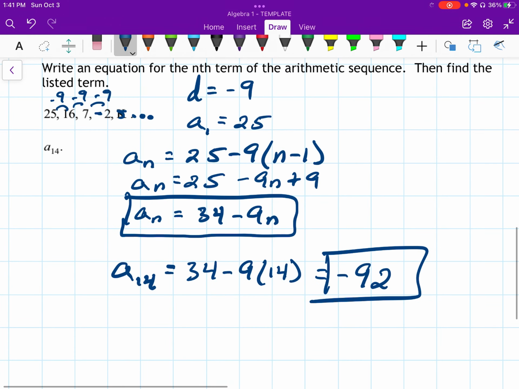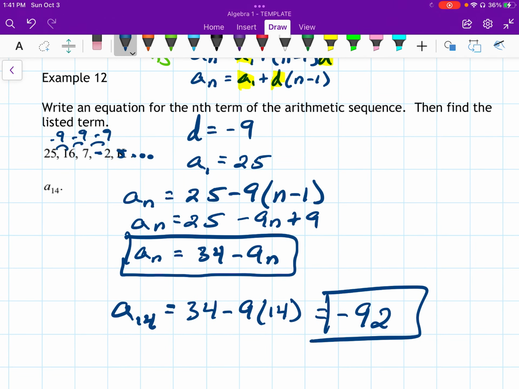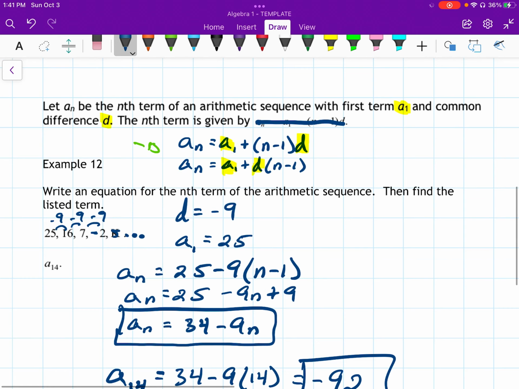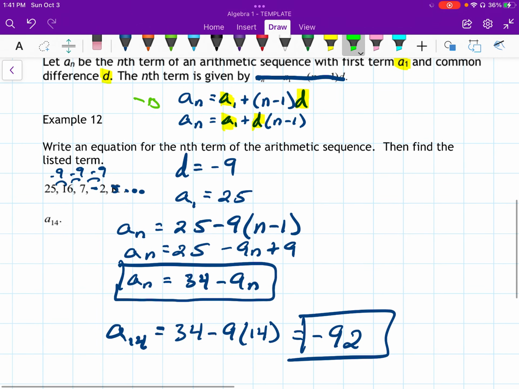Alrighty, that's all for these notes. Make sure that you have this example down. This will be useful for the homework. And also make sure that you have this formula. The most important formula would be that one right there. All right, that's all.